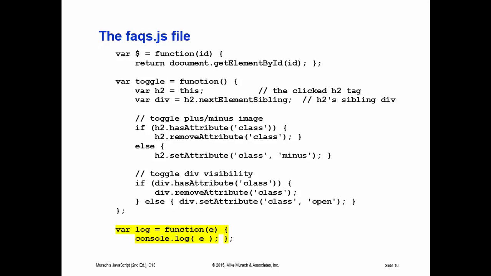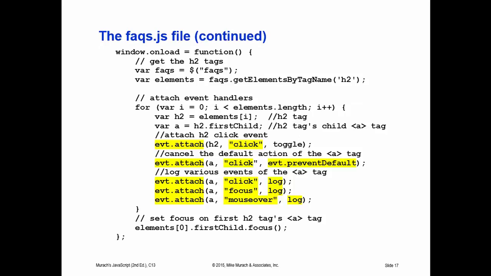There's an onload event handler in here. The onload event is similar to what you've seen before. It uses the getElementsByTagName method to get all the H2 tags. Then it loops through the H2 tags to attach the event handler, and it ends by setting the focus on the child hyperlink tag of the first H2 tag. But how it attaches the event handlers here is different.